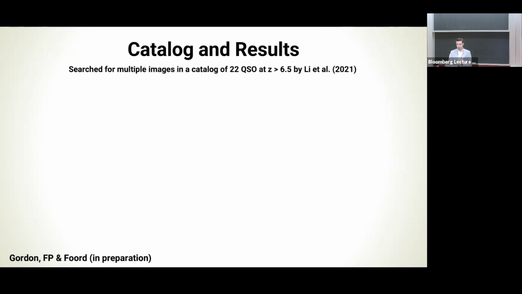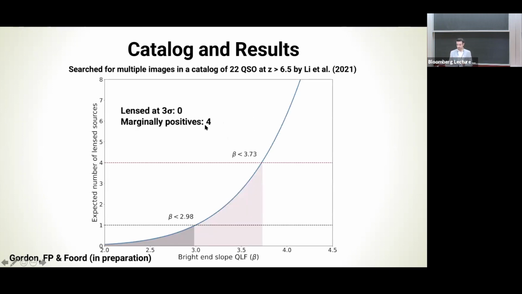We searched for multiple images of quasars in a catalog of 22 sources at redshift 6.5. This is a recent catalog by Lee in 2021. And we found exactly 0 sources that are clearly lensed, at the 3 sigma level. We found 4 marginally positive sources, meaning that the probability of a dual image is 50% more likely than the probability of a single image. But we did a lot of testing with this code, and this level of Bayesian probability is not enough to claim a clear detection.